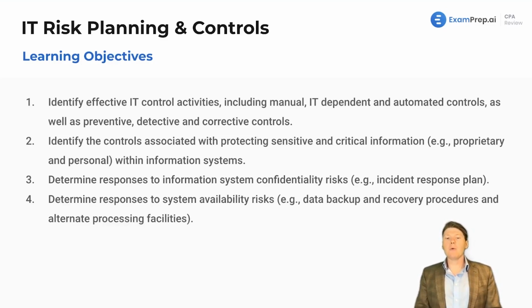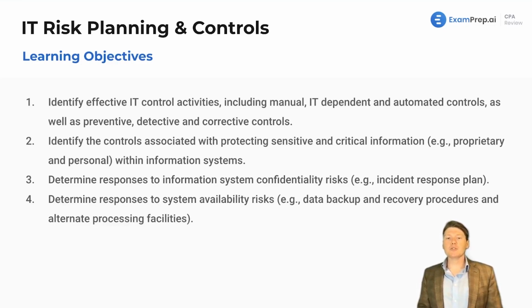And so, saying that, we want to identify effective IT control activities, including manual, IT dependent, and automated controls. Some controls are manual, some are automated, as well as preventative, detective, and corrective controls. Now, if that sounds familiar, that's because you could see that in relation to ERM, right? You could see these types of controls in the audit exam. Lots of interconnectivity between the exams, and you'll be ready for them. It's great to see topics or pieces of information repeat multiple times.